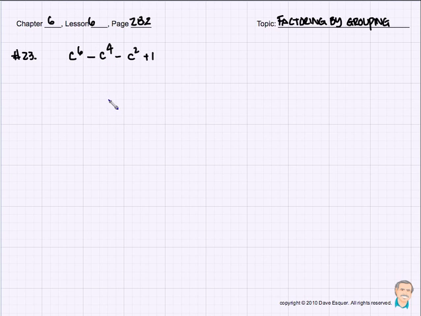Let's try something a little more challenging. Number 23, c to the 6th minus c to the 4th minus c squared plus 1. Yes, we do have 4 terms. Let's group them. This one's going to get a little interesting. Here's our first group. Minus 1. I'm going to put that minus 1 in front of this so I can keep myself organized. C squared plus 1. Notice how the sign changed.